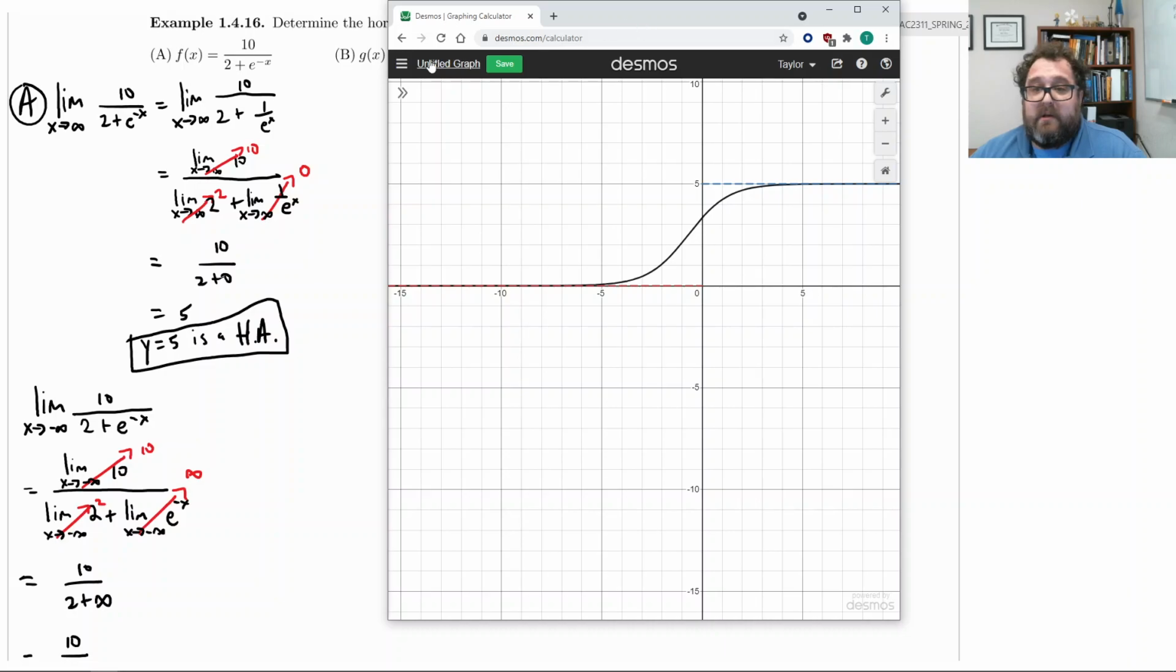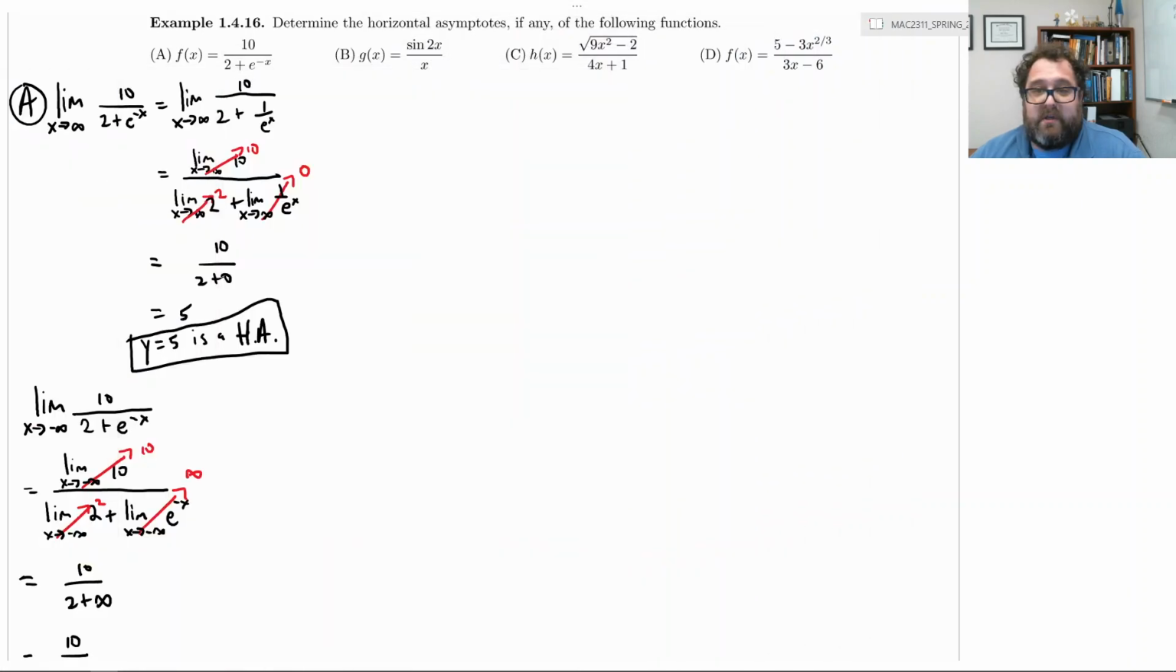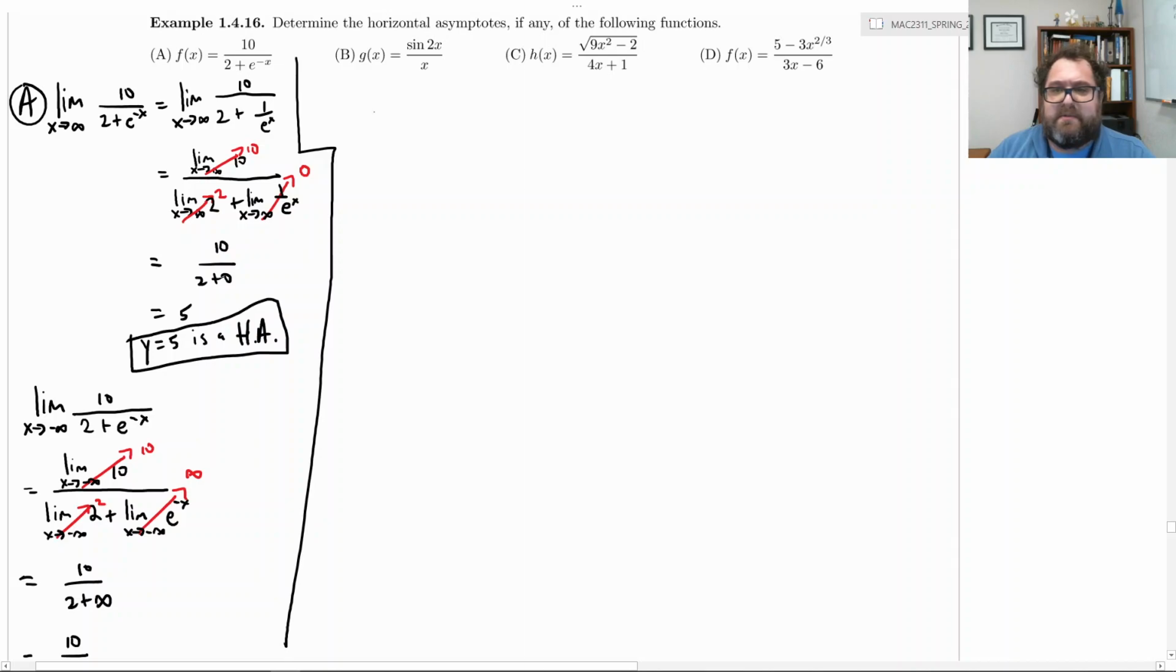Okay, cool. Let's see what else we can get with example B. So B is another trig example, so that's kind of strange. Most of the examples we've been dealing with have been rational, so B is a little weird. But we need to consider both limits at infinity. So we have the limit as x goes to infinity of sine 2x over x.